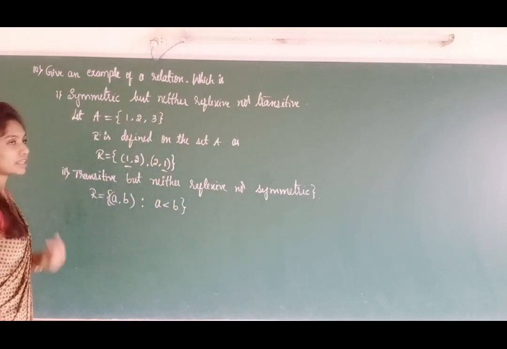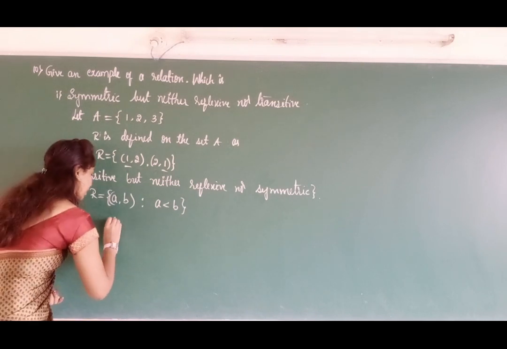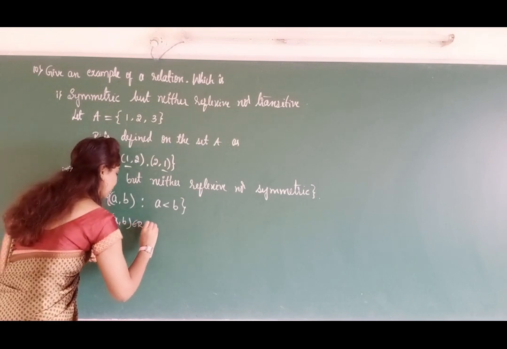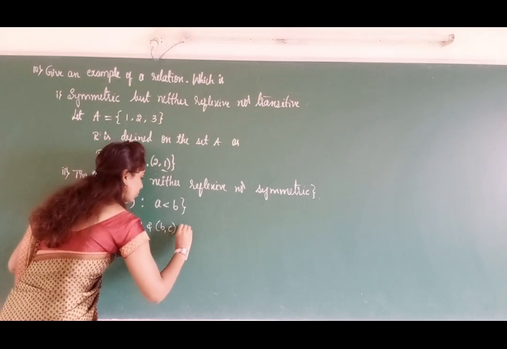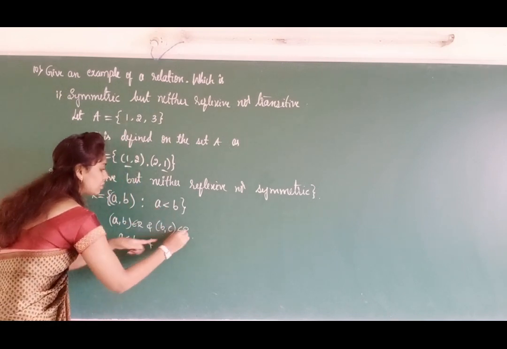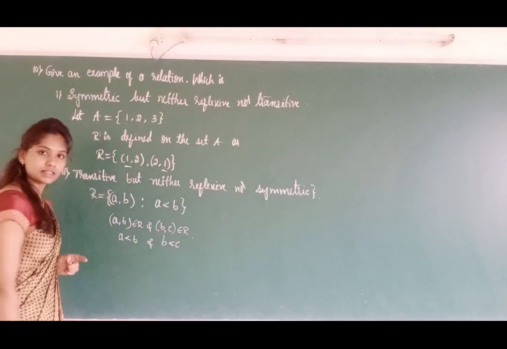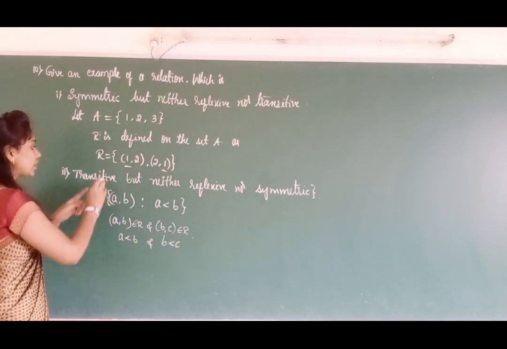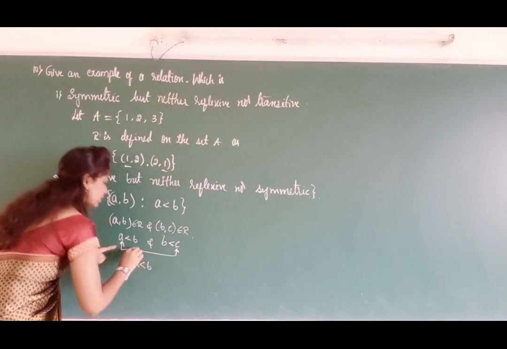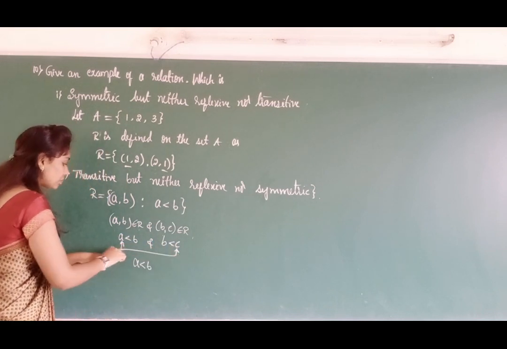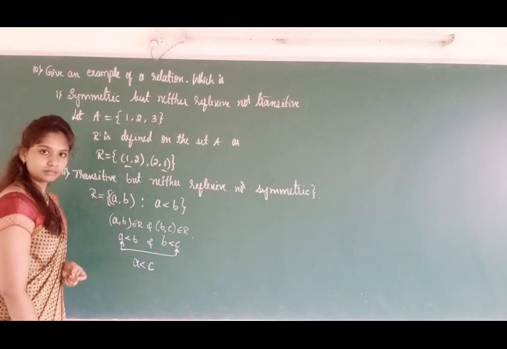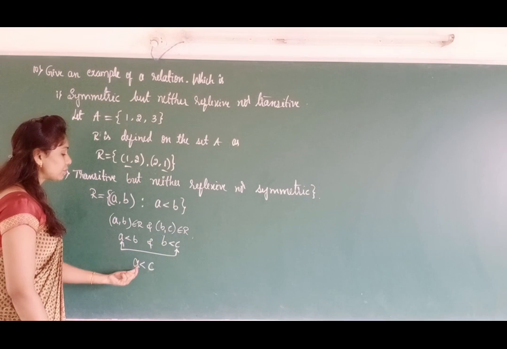It is obviously transitive because observe here. For transitivity, I am taking the ordered pair (a, b) belongs to R and (b, c) belongs to R. (a, b) belongs to R means the condition is a is less than b, and (b, c) belongs to R means b is less than c. What we have to show for transitivity is a is less than c. Obviously, a is less than b and b is less than c, this implies that a is less than c. So this is an example for transitive.